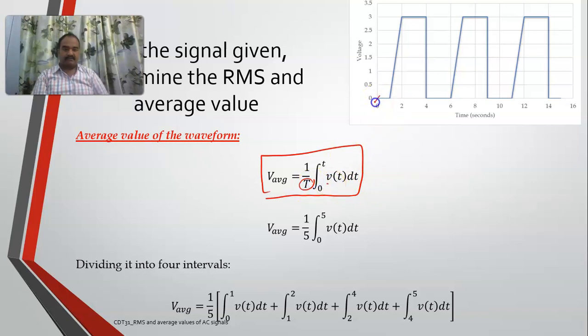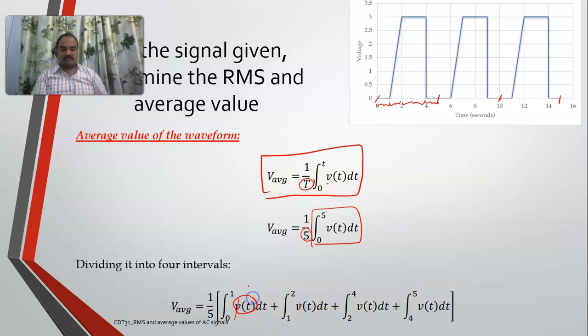So I can take from 0 to 5, or I can take from 5 to 10, or from 10 to 15. But for ease of doing, I'll take from 0 to 5. So the time period is 5, whereas the conduction time I am considering from 0 to 5. And later on, I am dividing this into 4 intervals: first is 0 to 1, then 1 to 2, then 2 to 4, and then 4 to 5.